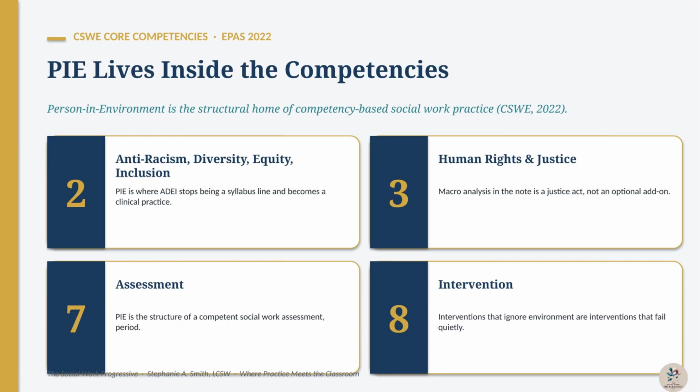The Council on Social Work Education's 2022 Educational Policy and Accreditation Standards explicitly ties several core competencies to person and environment thinking. Competency 2, anti-racism, diversity, equity, and inclusion, is where ADEI stops being a syllabus line and becomes a clinical practice. Competency 3, human rights and social, economic, and environmental justice, is where macro analysis in the note becomes a justice act. Competencies 7 and 8, assessment and intervention, are literally structured around the assumption that you are seeing the whole environment. Council on Social Work Education 2022.